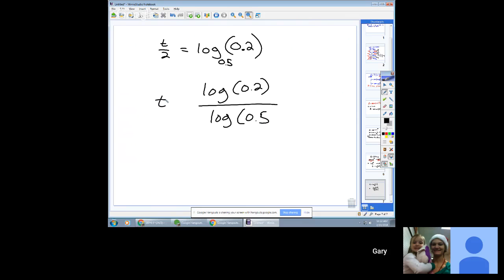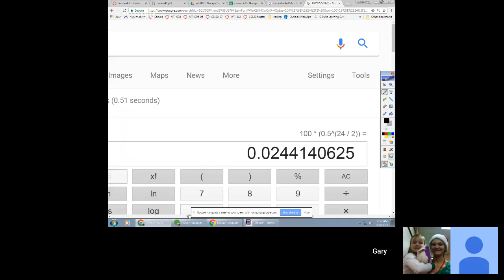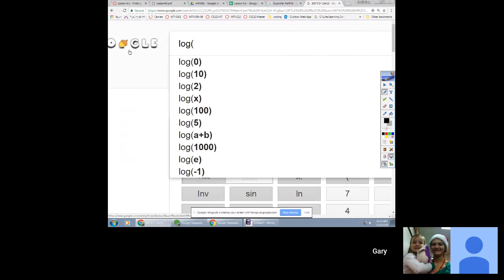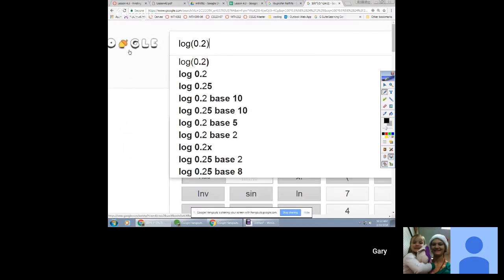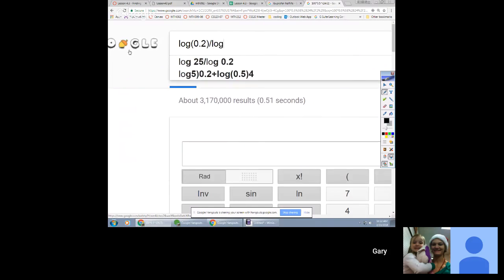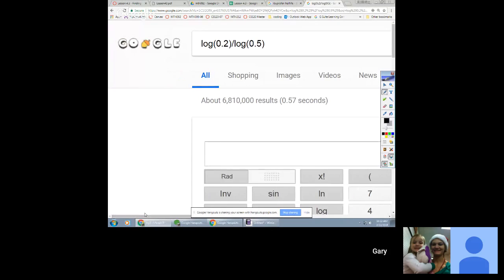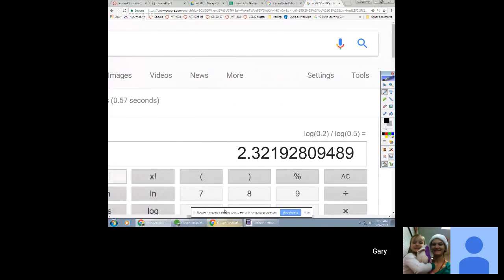So that's where I am right now with our calculator. Use your calculator. What's the log of 0.2 divided by the log of 0.5? 2.32. Okay, let me just catch up to you here. Log of 0.2, close parentheses, divide by the log of 0.5. Each calculator is different, so if you need help with yours, let me know. Let's go to 2 decimal points: 2.32, that'll work.